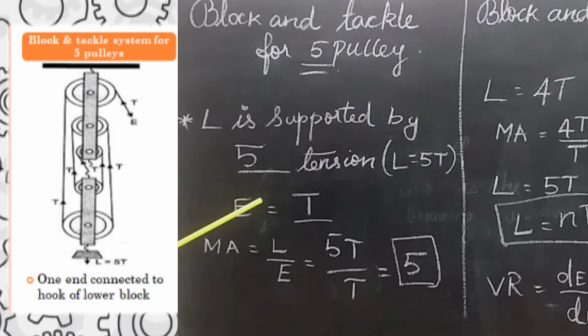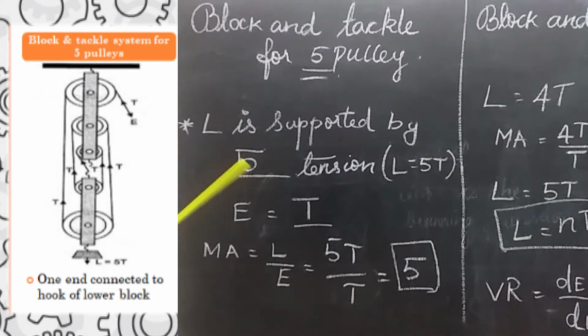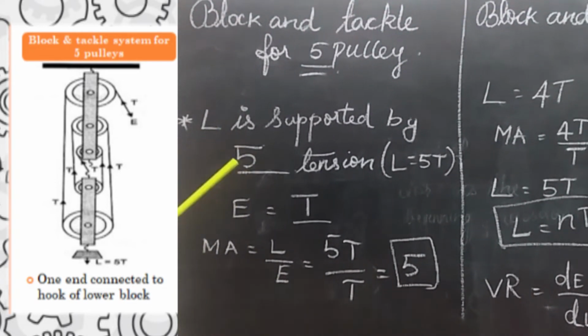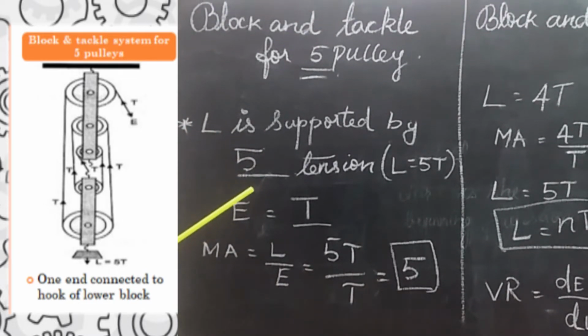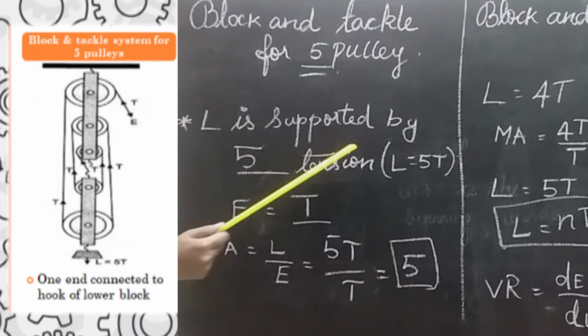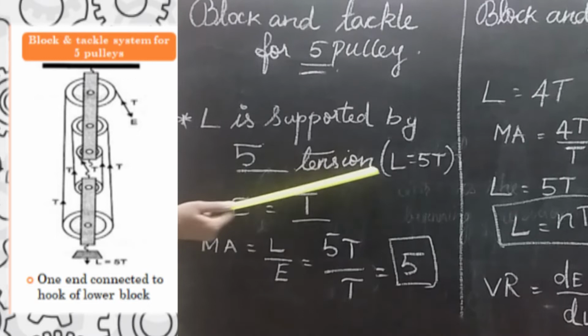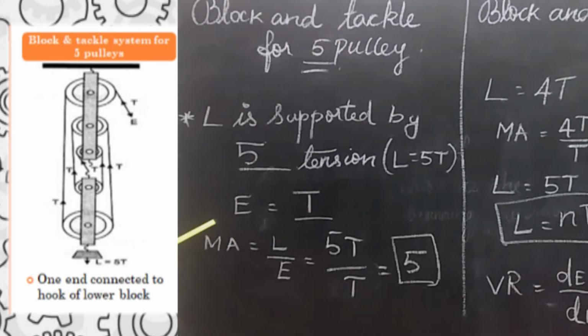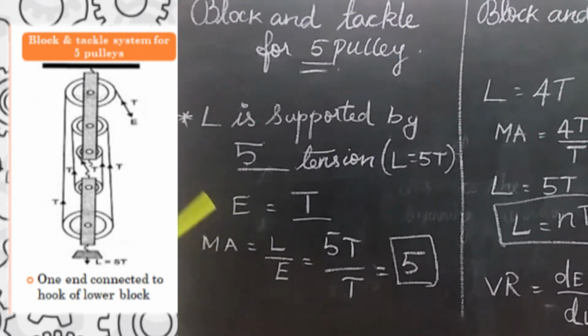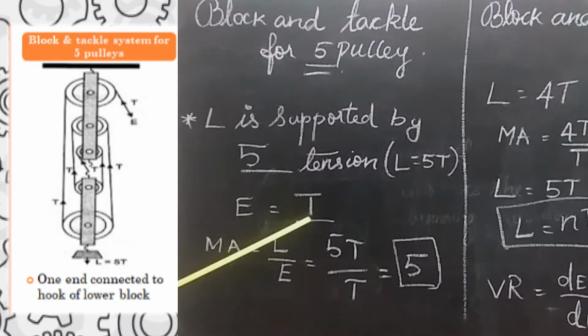When you look into the picture nearby, you'll be able to count the number of strings that are supporting the load. The number of strings supporting the load is 5. So I can say the load is being supported by 5 tensions, and I can write the load as L is equal to 5T. What about the effort? Effort is nothing but only one tension which is acting downwards. So E is equal to T.